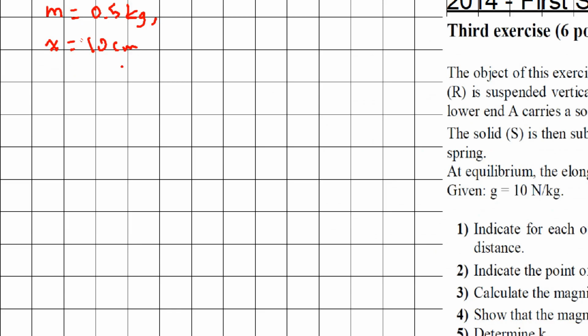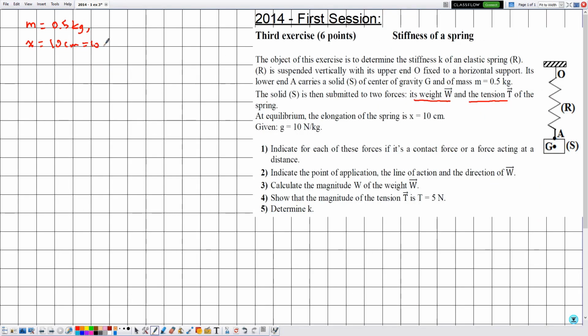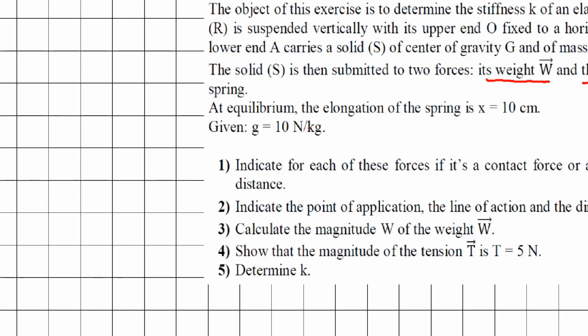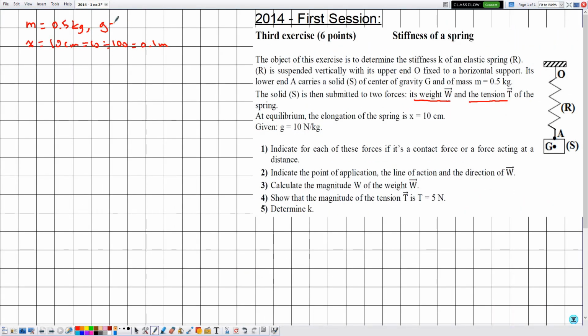Knowing that centimeter is not the SI unit of length, in order to convert from centimeters to meters, we simply divide by 100. Then 10 divided by 100, then X is equal to 0.1 meters. And we have that g is given by 10 newtons per kilogram.